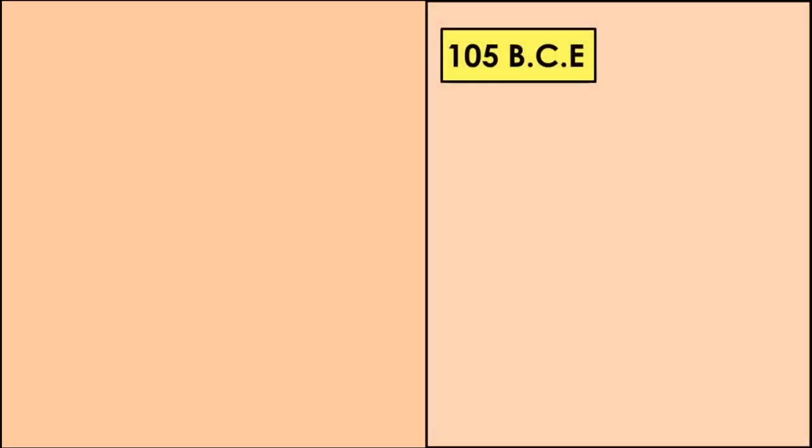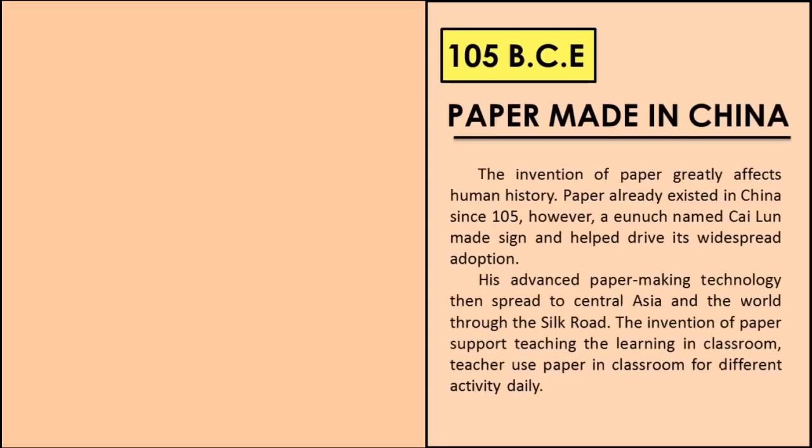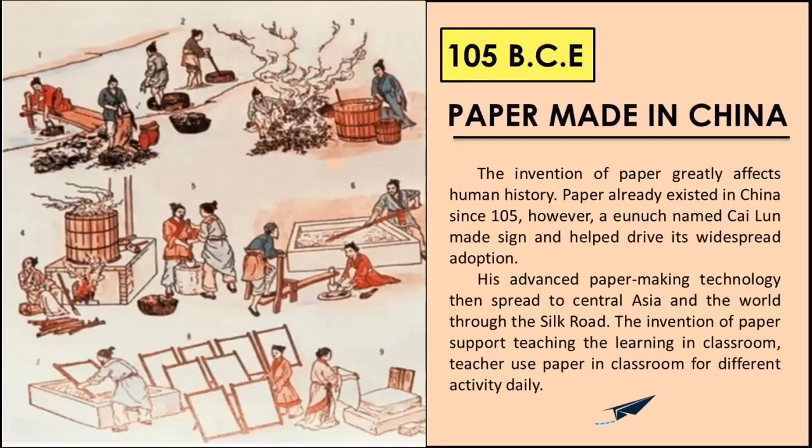105 BCE. Paper made in China. The invention of paper greatly affected human history. Paper already existed in China, however, a eunuch named Cai Lun made improvements and helped drive its widespread adoption. His advanced papermaking technology then spread to Central Asia and the world through the Silk Road. The invention of paper supports teaching and learning in the classroom. Teachers use paper in the classroom for different daily activities.